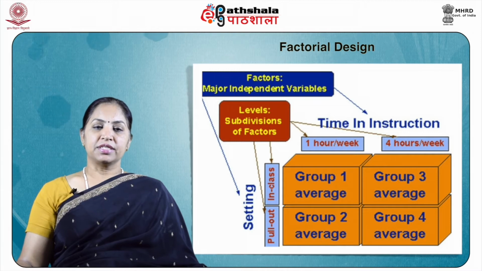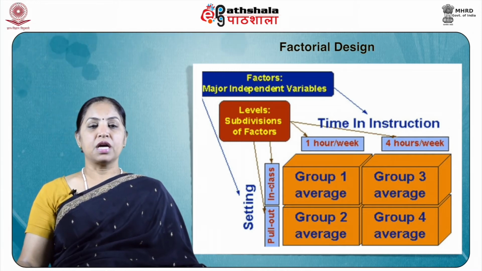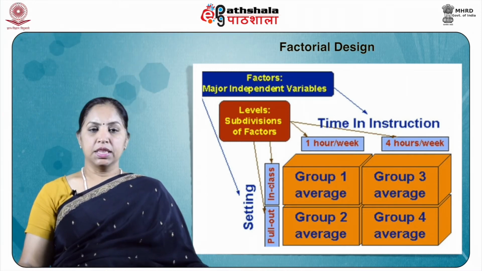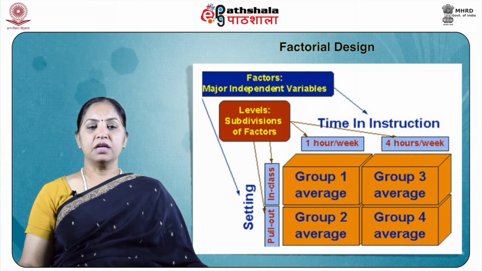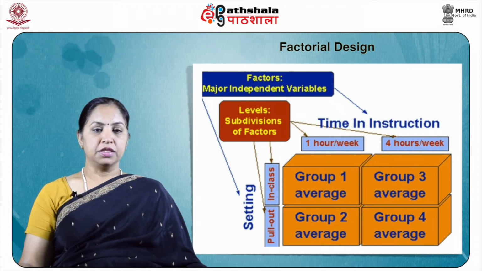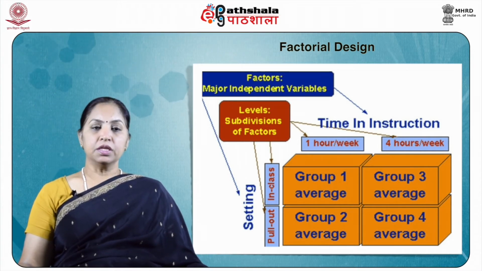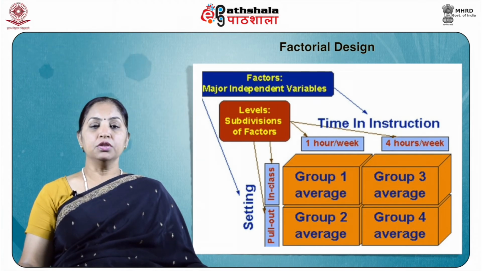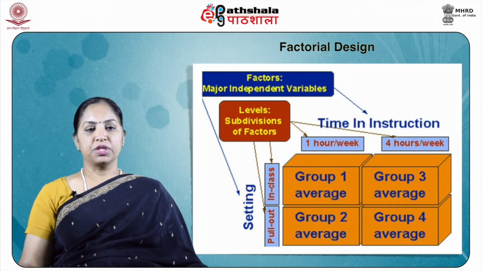In factorial design, the independent variables are called factors. In this example, the factors are instruction time and settings. The level is the subdivision of a factor. In the example, instruction time has 2 levels and the setting has 2 levels. So, it can be represented as a 2 into 2 factorial design.